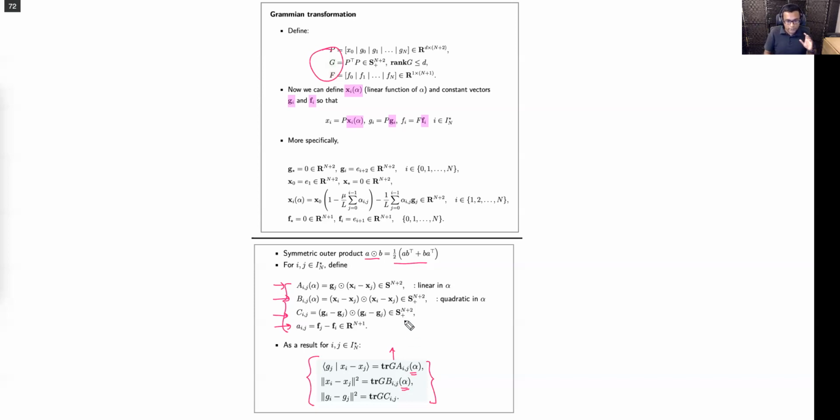Now, of course, when we are trying to optimize over alpha, certain things will happen, which are actually going to make the final problem non-convex. Note that Aij(alpha), if we don't know alpha, is linear in alpha, but Bij(alpha) is actually quadratic. If we look carefully, this is a subtraction of xi minus xj, and xi(alpha) is linear in alpha. So when we are doing the symmetric outer product, it becomes quadratic.